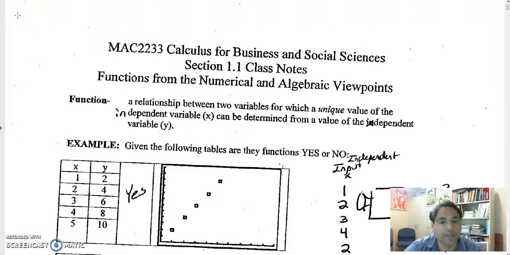I'd like to make a video explaining the class note solutions. We're going to go ahead and start with Chapter 1. Now, Chapter 1 is really an introduction to kind of refresh your algebra.